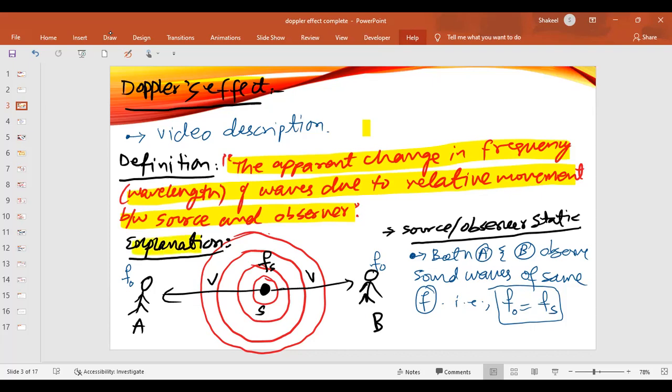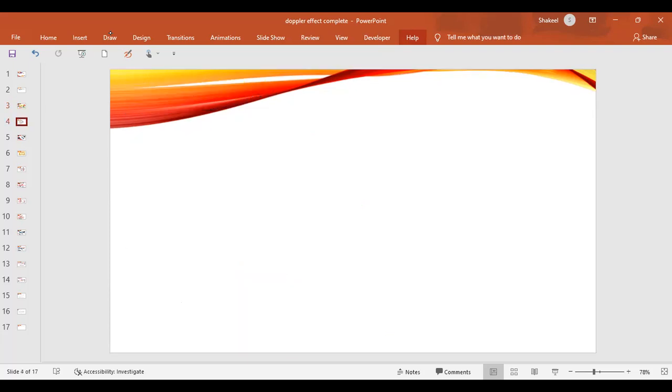So let me tell you the explanation. Let's say this is the source at the center, which is at rest. It is producing a wave of frequency fs, and the wave is traveling towards the observers with wave speed v. Observers A and B are there, and they will observe the frequency of the wave as f naught. So both observers A and B observe sound waves of the same frequency as produced by the source, like f naught is equal to fs. Why? Because the source and observers are static, they are not moving, so there will be no Doppler effect.